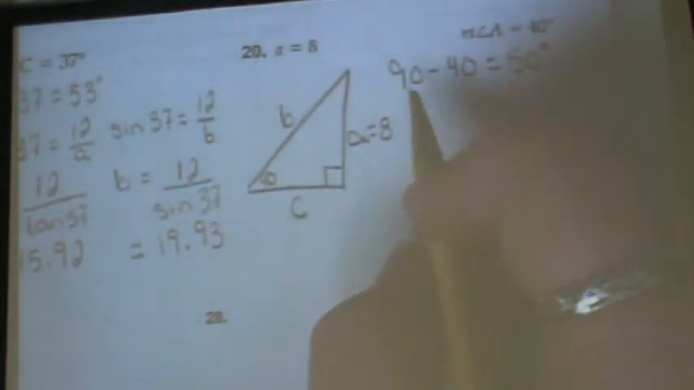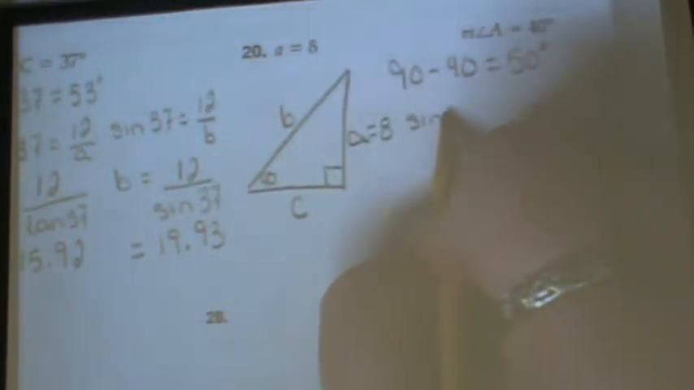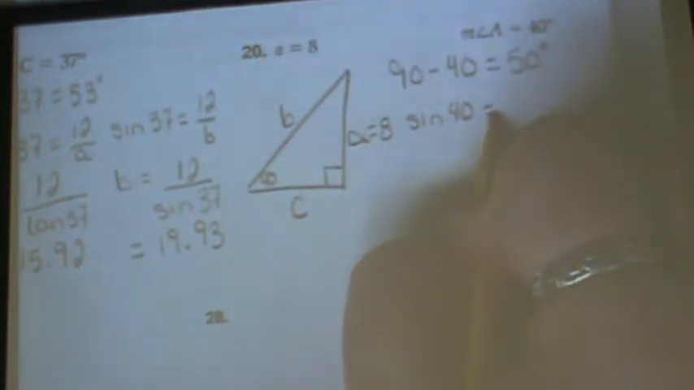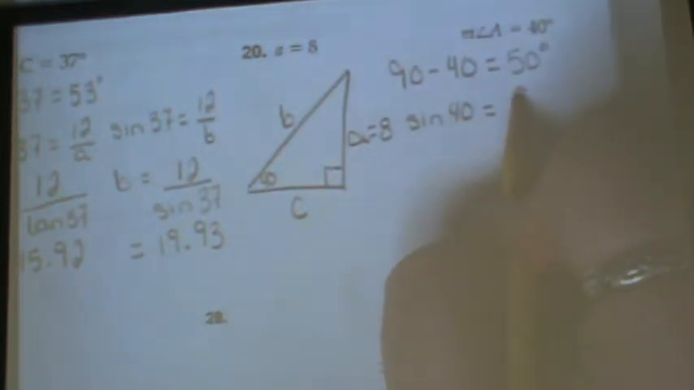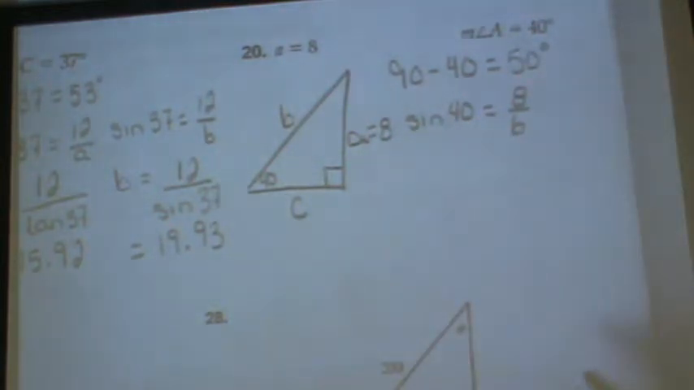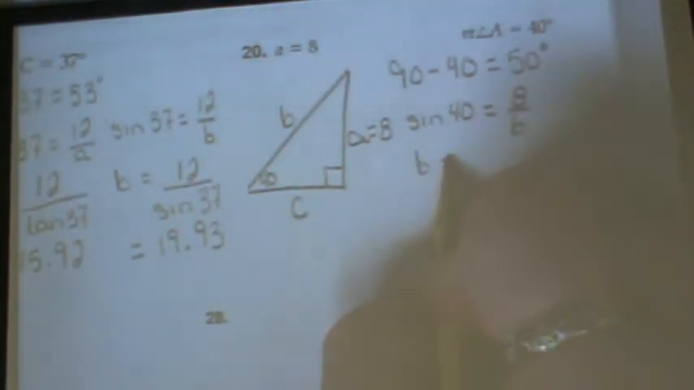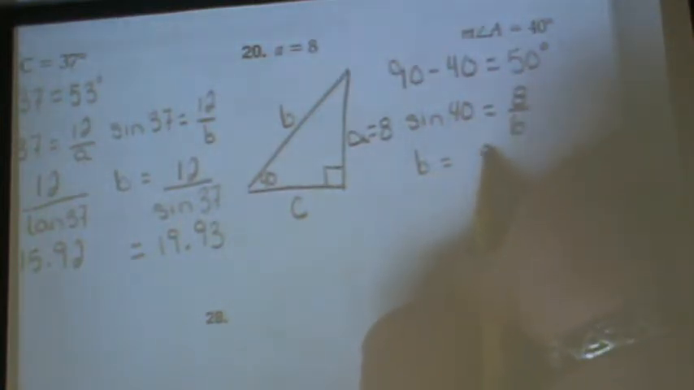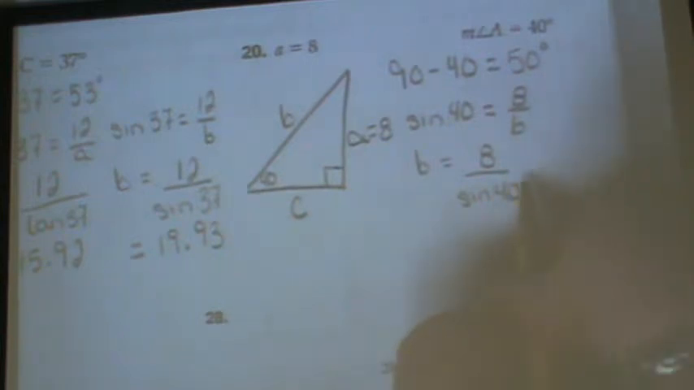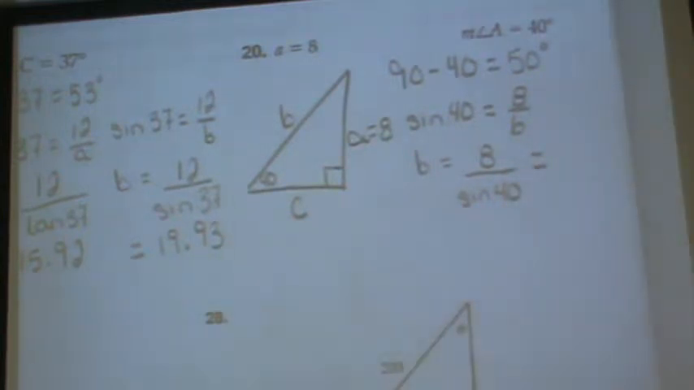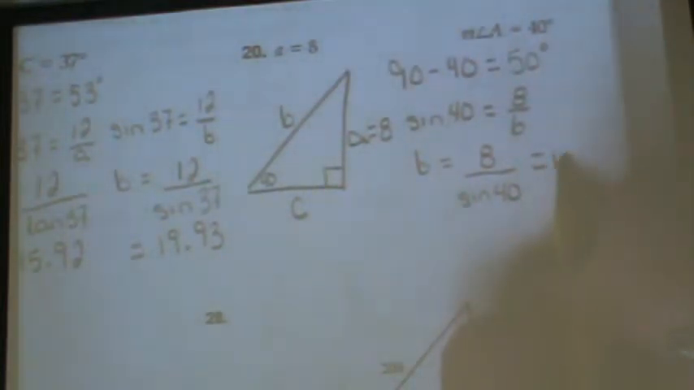So to find B, we can use sine of 40 equals 8 over B. And then solving for B, you get that B equals 8 divided by sine 40. And you get that that equals 12.4.